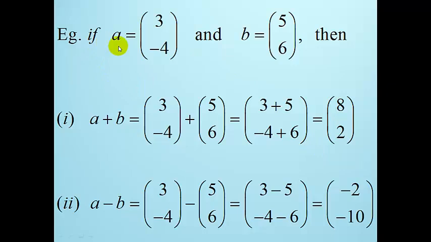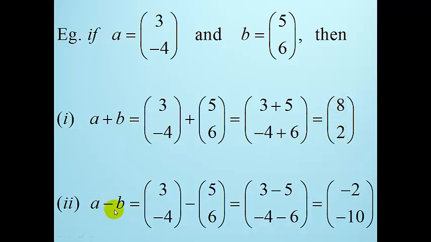Now example, if A equals 3, minus 4 and B equals 5, 6, then A plus B is equal to 3, minus 4 plus 5, 6. How do we add these vectors together? We add the corresponding entries. That is the x coordinate of the vector A is added to the x coordinate of the vector B. So we have 3 plus 5, then we also have minus 4 plus 6. Now 3 plus 5 is equal to 8, and minus 4 plus 6 is equal to 2. That means that A plus B is equal to 8, 2.